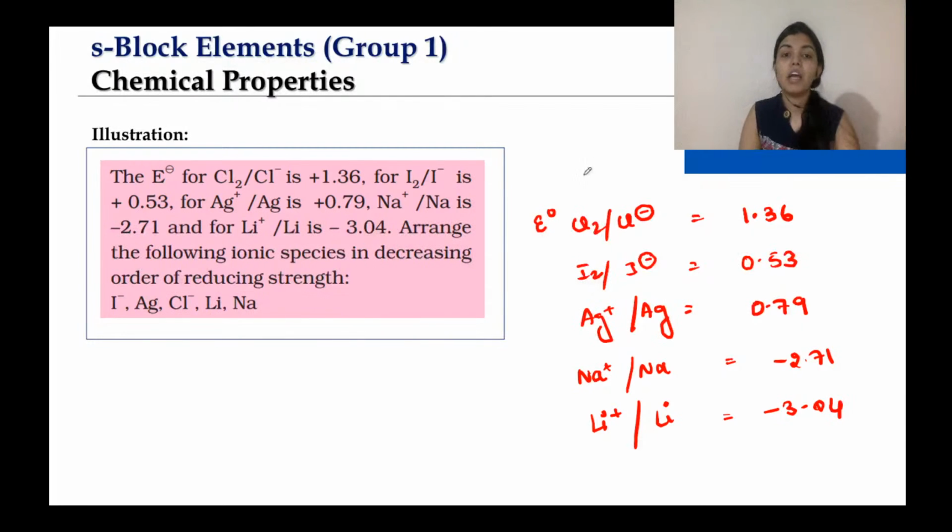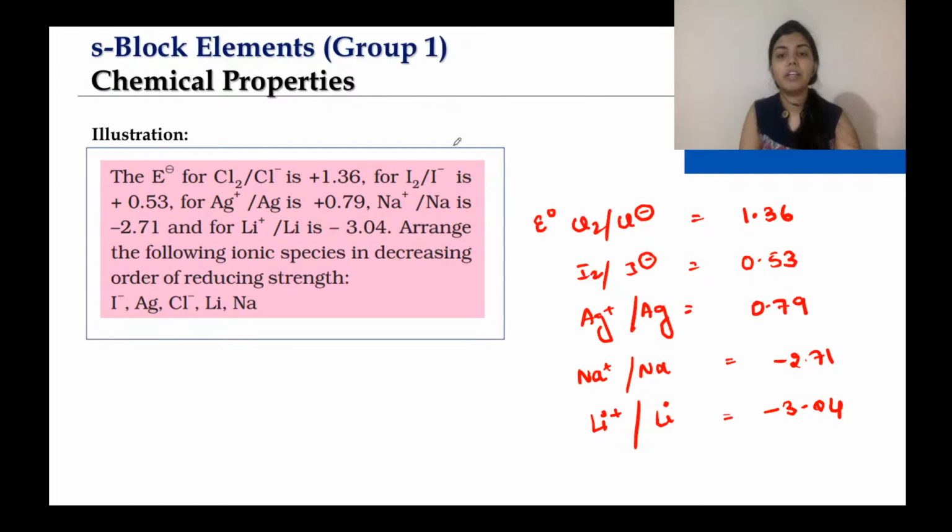That means which will first act as a reducing agent will be placed first, then second, then third, then fourth, and the last one will be the one with the least reducing strength. That means it will not readily reduce the other species. Okay, anyone with the answer?